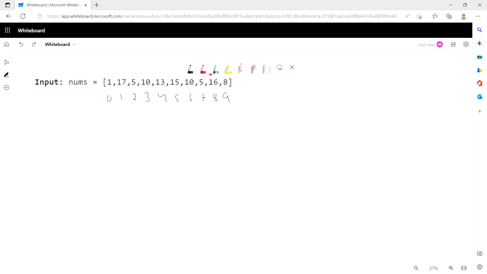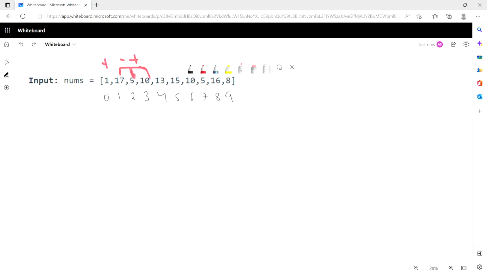Okay, so now let's start the question. Let's take a rough idea first. 1 to 17, it's increasing. And 17 to 5, it's decreasing. First it's increasing, now it's decreasing, and again 5 to 10 is increasing, and 10 to 13 is increasing. These both are increasing, we don't consider this one. Again 13 to 15 is increasing, we don't consider this one. 15 to 10 is decreasing. The one before was increasing, now it's decreasing, so we consider this one.